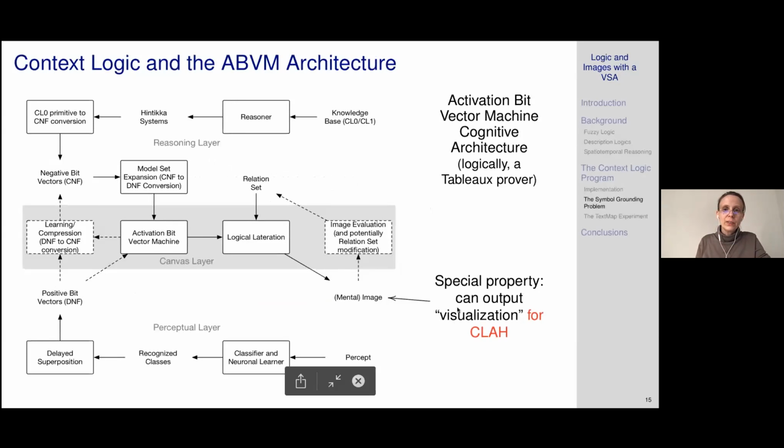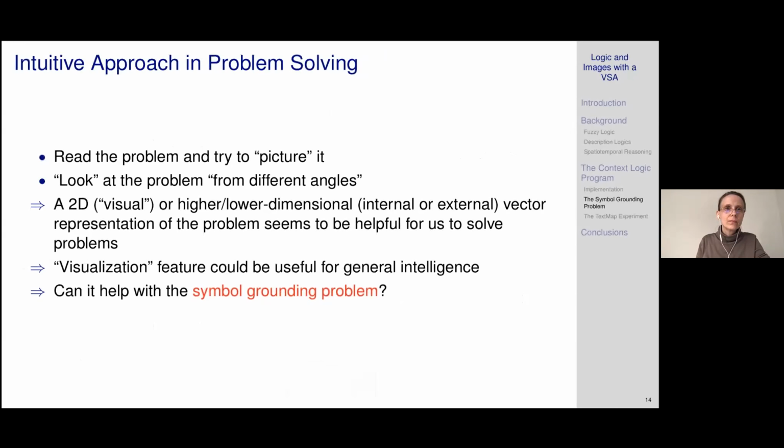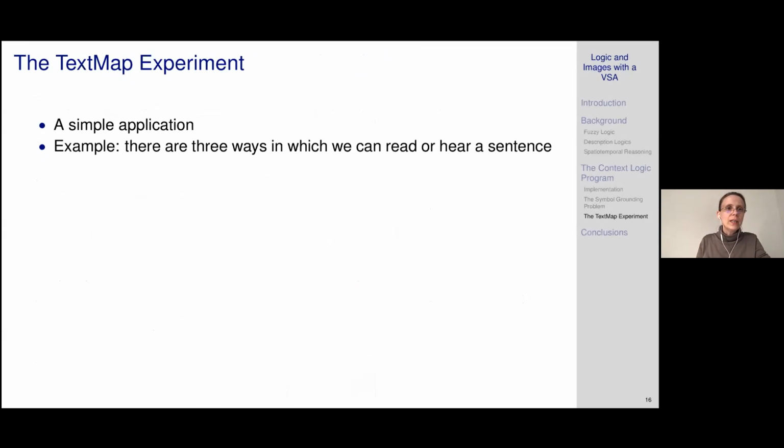So we have a visualization here, so we can actually compare it to reality. Okay, now the experiment, the TextMap experiment. This is a simple application of this mechanism. Let me give you a little bit of introduction here.